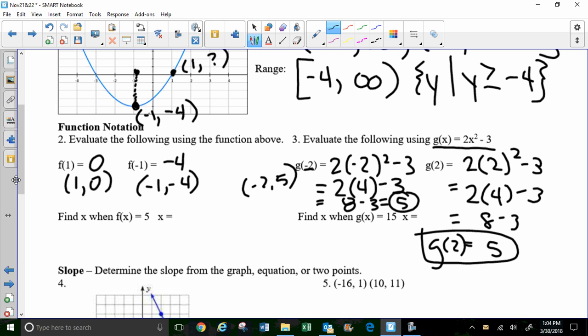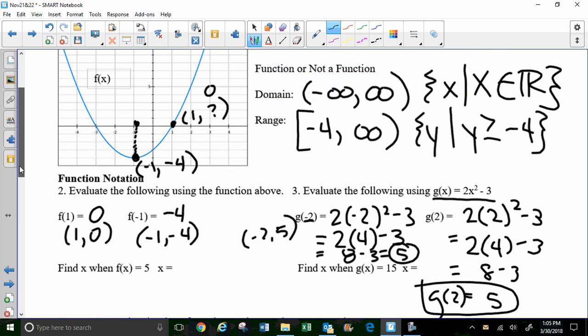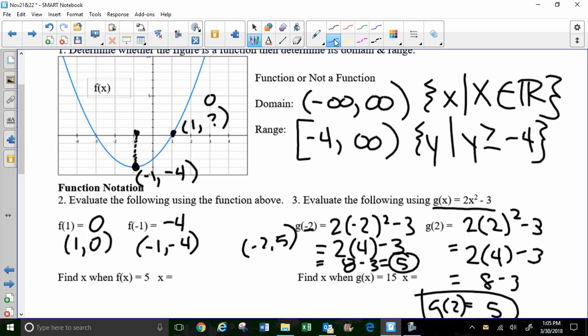Oh, and we missed something over here on number 2. It says find x when f of x equals 5. So we're going to go back to our graph where we have a y value of 5. So that's going to be right here. Follow it over to your graph. We know the y value is 5. What is the x value there? That would be 2. So you can say x equals 2, or the ordered pair (2, 5).